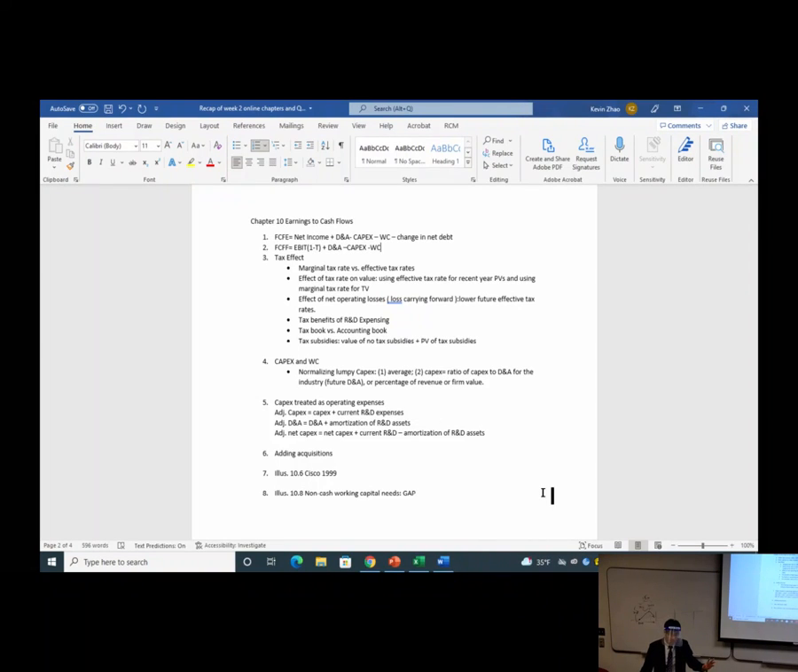Assets, that ratio, beta, everything. Cost of equity including.